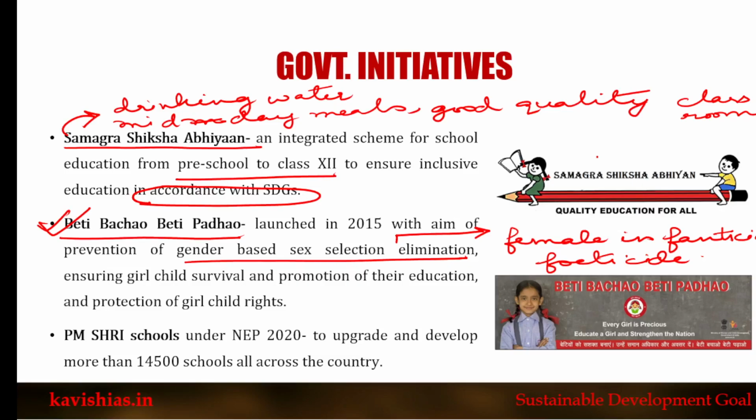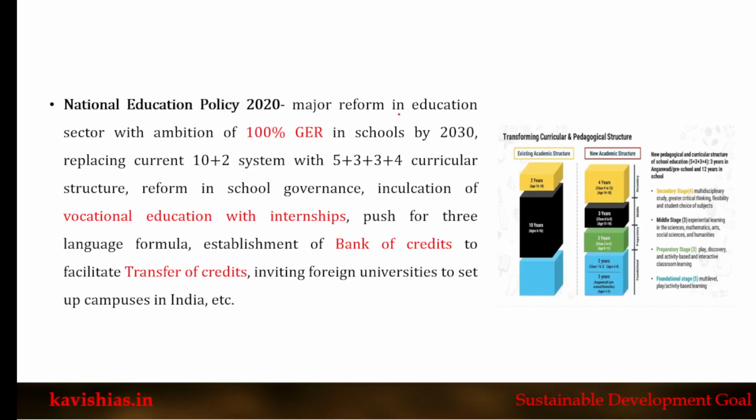Next, we will come to a very important policy that has been launched, the National Education Policy 2020, which ensures a major reform in the education sector with the ambition of 100% gross enrollment ratio in schools to be achieved by 2030. It aims to replace the current 10 plus 2 system with a 5 plus 3 plus 3 plus 4 curricular structure. Other than that, there has to be a reform in the school governance, and there has been an inculcation of vocational education with internships, which means if implemented properly, education will also go alongside employment.